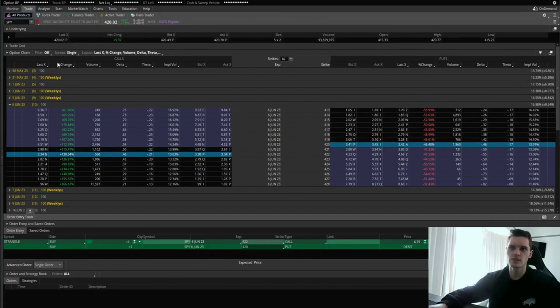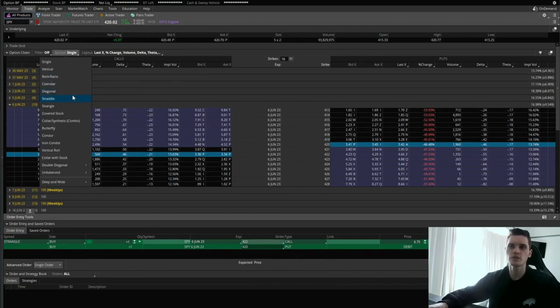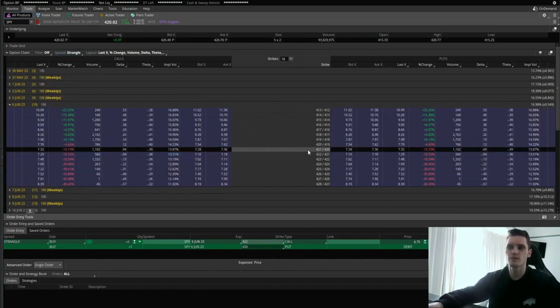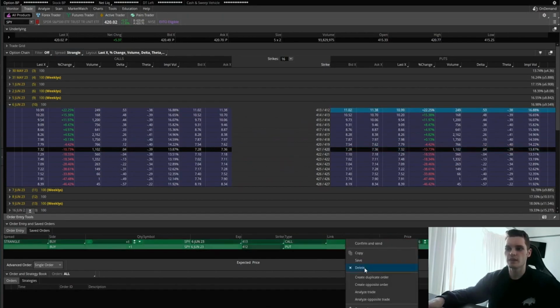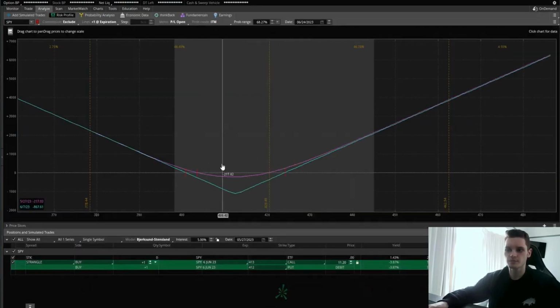Another way you can do this is by going into the spread option and clicking strangle. This will do it all automatically for you, but you don't get as much freedom on the calls to the puts. In this case, it's doing a 421 call to a 420 put. We can click that, or let's say we want to do a 413 to a 412 just to make it a bit different. Let's say we want to buy that. Again, we can analyze trade, and that will show you your upside, downside.